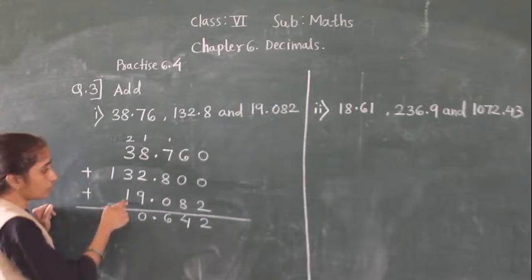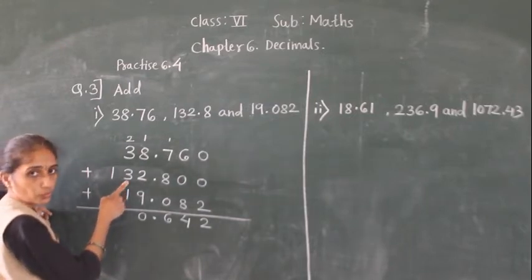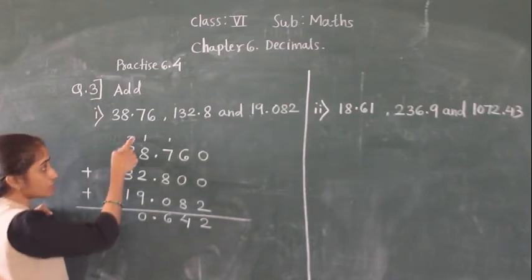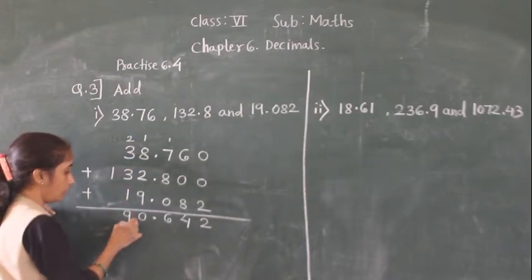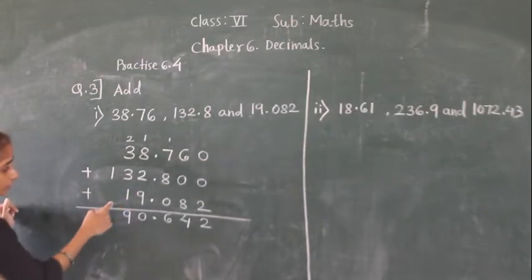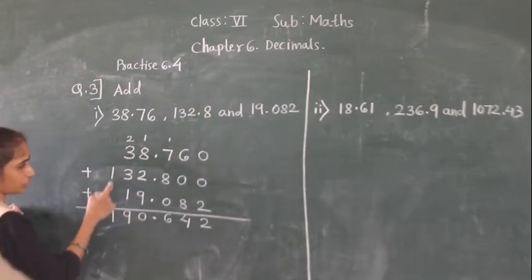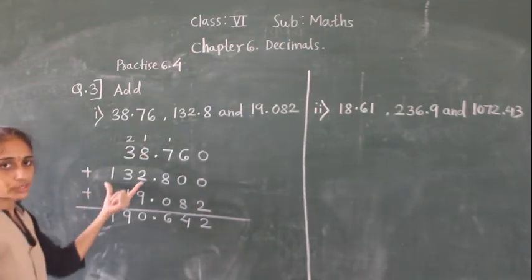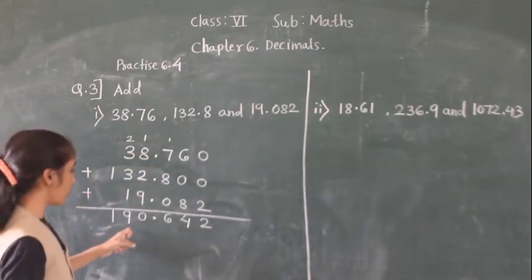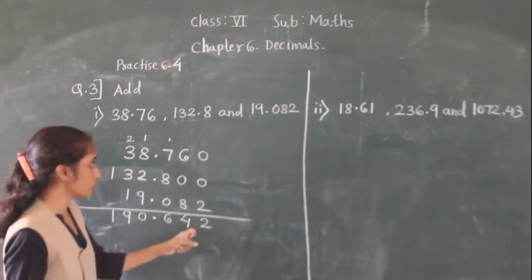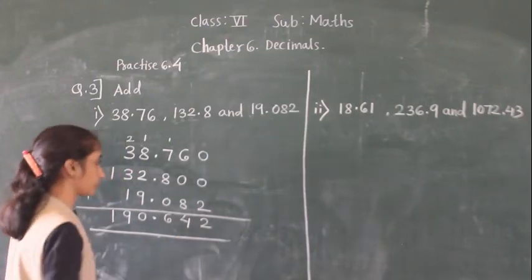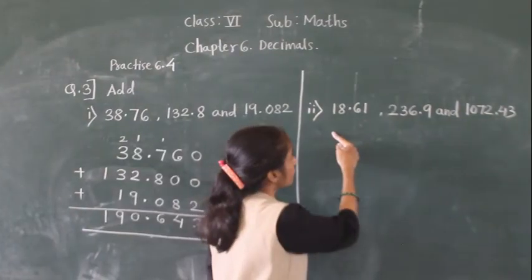Okay, then 1 plus 3, 4. 4 plus 3, 7. 7 plus 2, 9. Now here 1 will come. Okay, here no need to learn this. Here you should understand. I have this addition, already you know how. Okay, so 190.642 is the answer. Let's solve our next example.